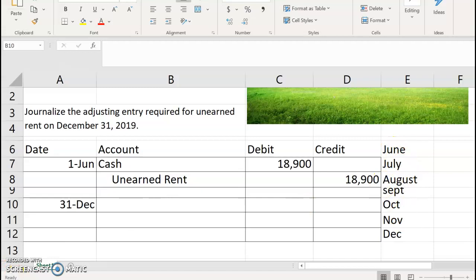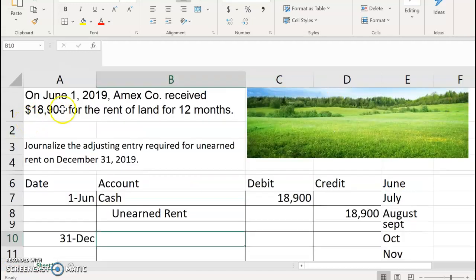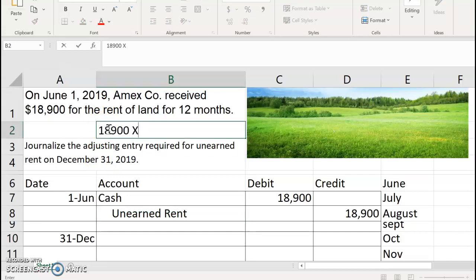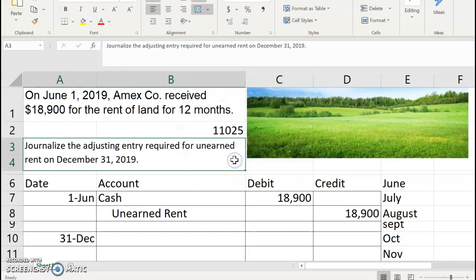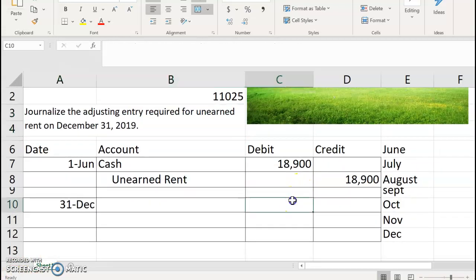So here's what we're going to do. We're going to say we deferred $18,900 and we're going to multiply that by 7 months out of 12 to show how much you've earned. So $18,900 times 7/12. Let's see, I'm going to put equal in front of that to see what that is. $11,025 of earned rent. So $11,025 is how much we earned.